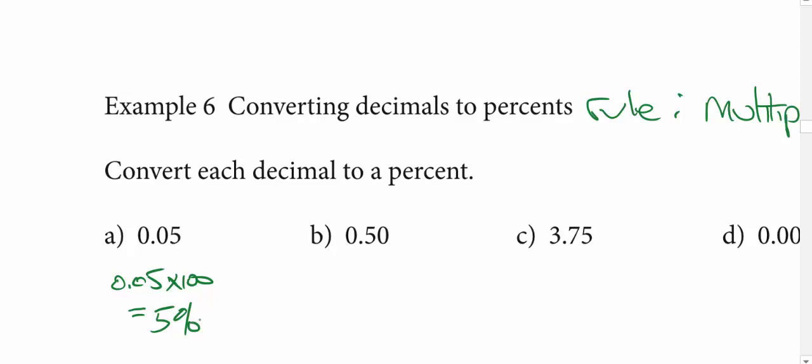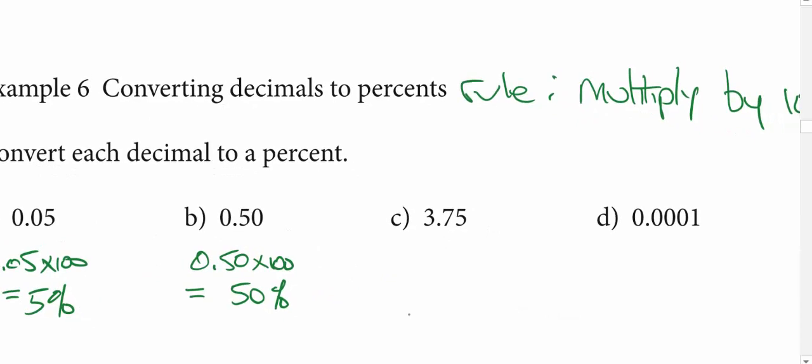If you have 0.5, 0.50 times 100, that's equal to 50%. 3.75 times 100, what would that be? 3.75 times 100 equals 375%.